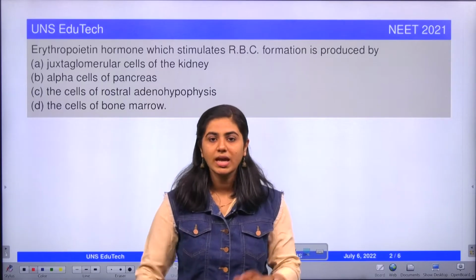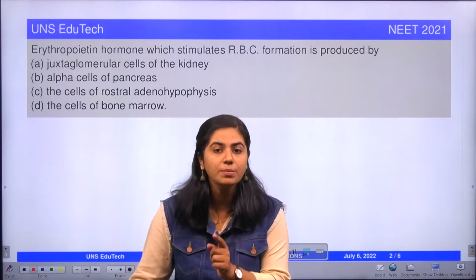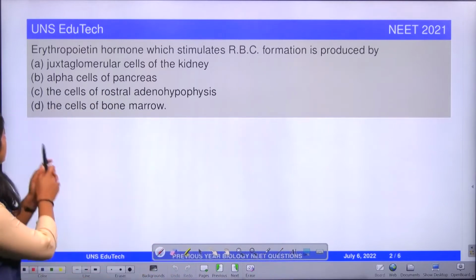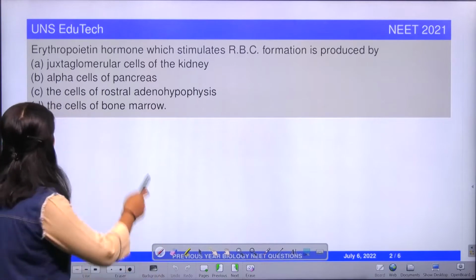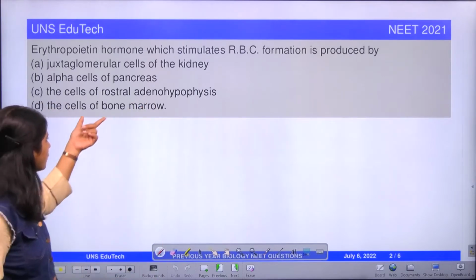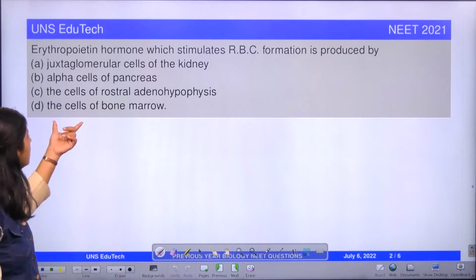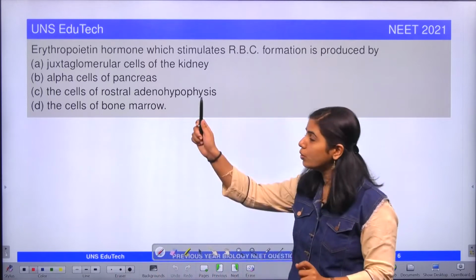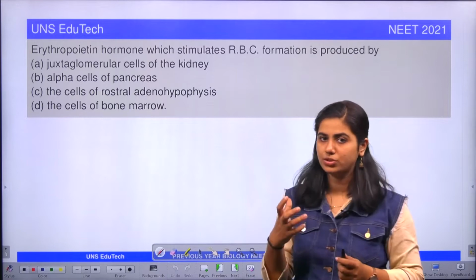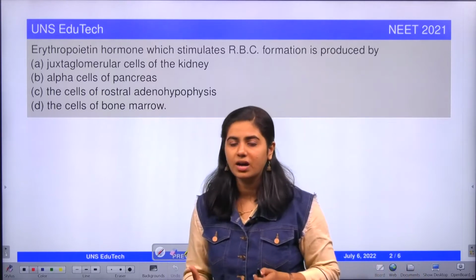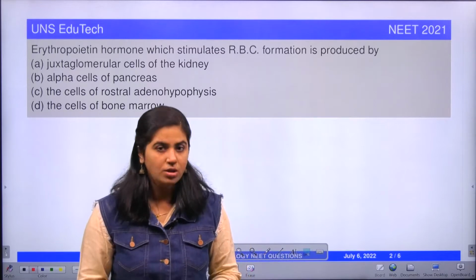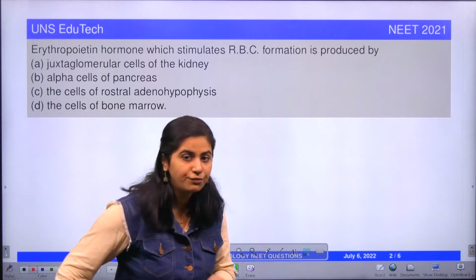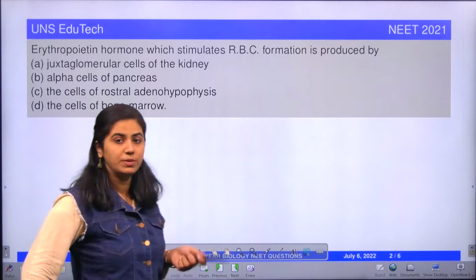Today, the question is: erythropoietin hormone, which stimulates RBC formation, is produced by. So let's see the options. The options are juxtaglomerular cells of the kidney, alpha cells of pancreas, the cells of rostral adenohypophysis and the cells of bone marrow. Here the tricky part of the question is that they are asking about the erythropoietin hormone which stimulates the formation of RBC. And we know that RBC is produced in the bone marrow. So there are good chances that we feel the answer will be bone marrow. But they are asking from where the erythropoietin has been produced.